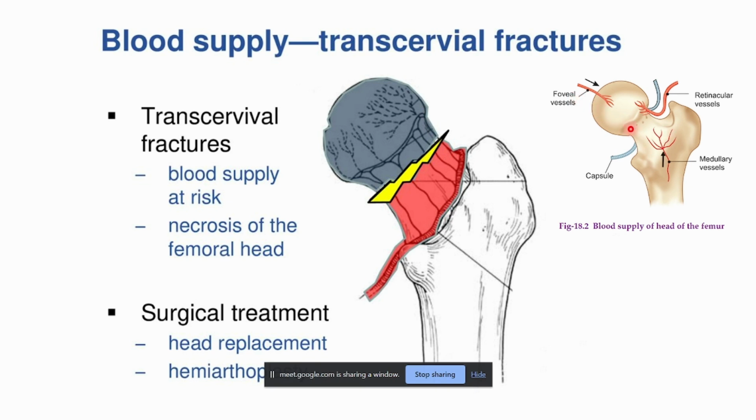The neck of femur is mainly supplied by the foveal vessels with the help of the artery of ligament of teres, and by the retinacular vessels and the medullary vessels. The retinacular vessels and medullary vessels are more at risk when there is a fracture at the neck of femur. The surgical treatment for this is a head replacement, or hemiarthroplasty.